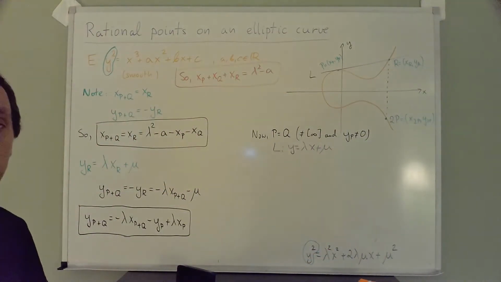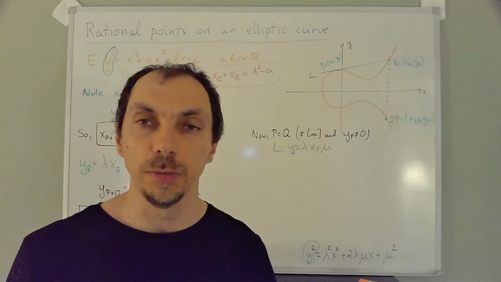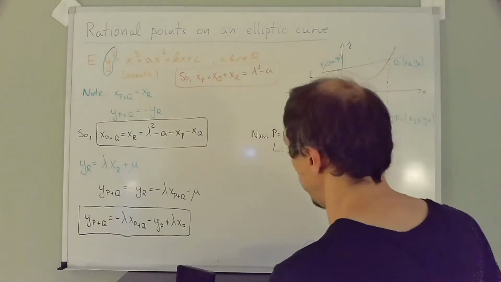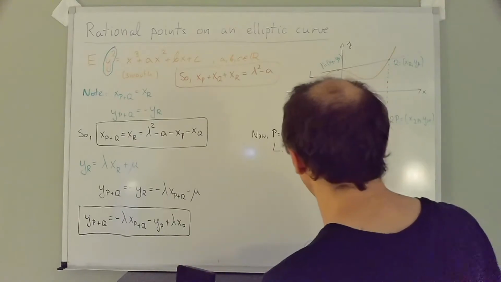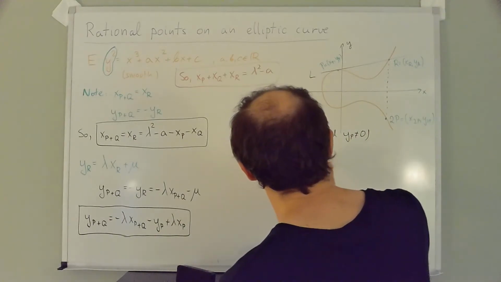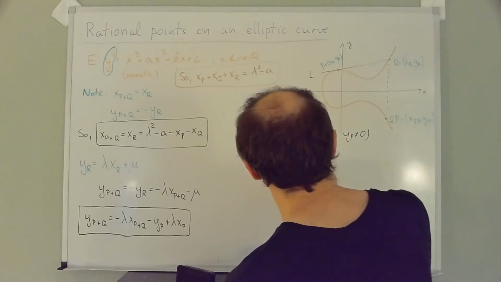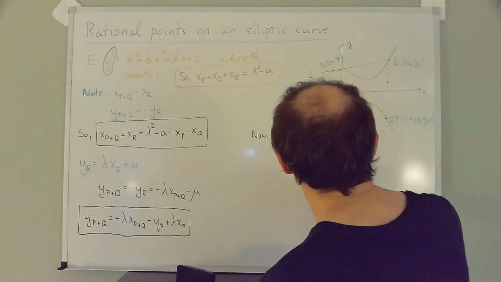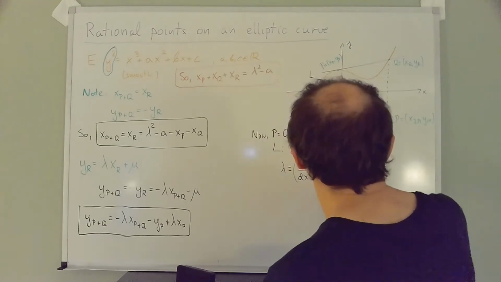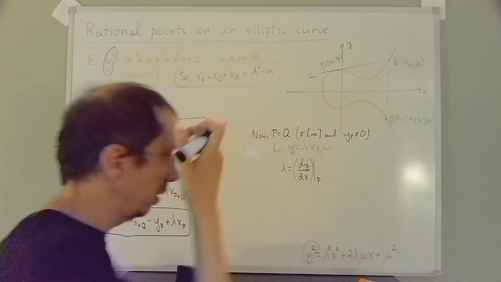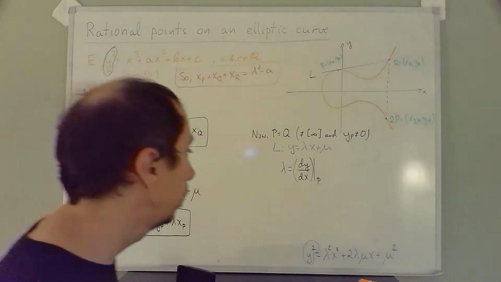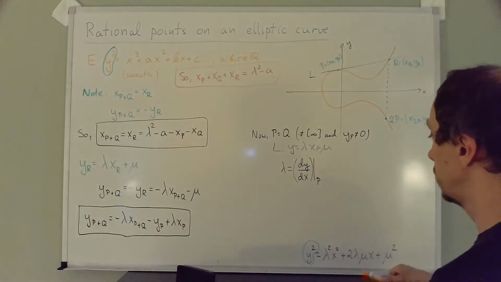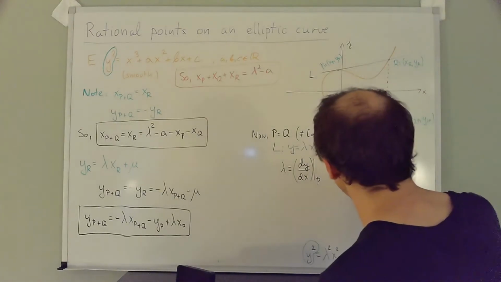How do you get the slope of the line? Well, this is a tangent line, so how do you get a slope of a tangent line to a curve? You compute the derivative. So lambda will be dy over dx at the point P. It's dy over dx at the point P. Okay, so let's compute dy over dx. Well, this is a curve like that, so we need to use implicit differentiation here. That's not a big deal, we can do it.